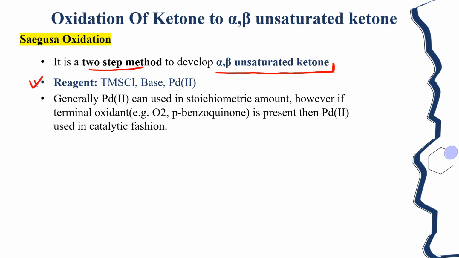And what is the reagent of this particular oxidation reaction? That is TMS chloride, base and palladium. Now, if you see the reaction mechanism that we will discuss in the next slide, you will find that palladium 2 might be used in a stoichiometric amount. But palladium 2 is very costly as well as it is a metal. So, generally we tend to use palladium 2 in a catalytic amount.